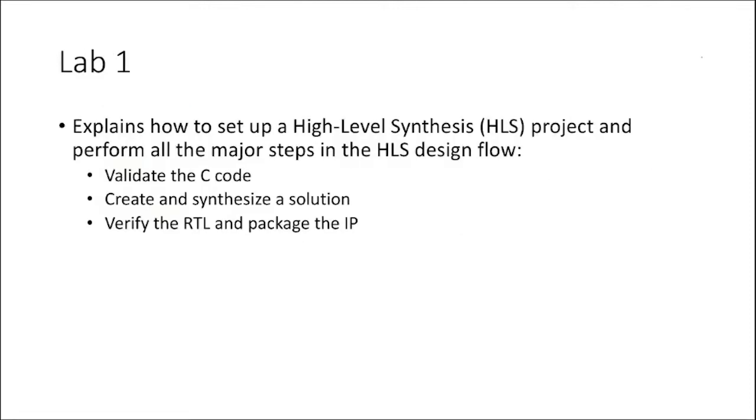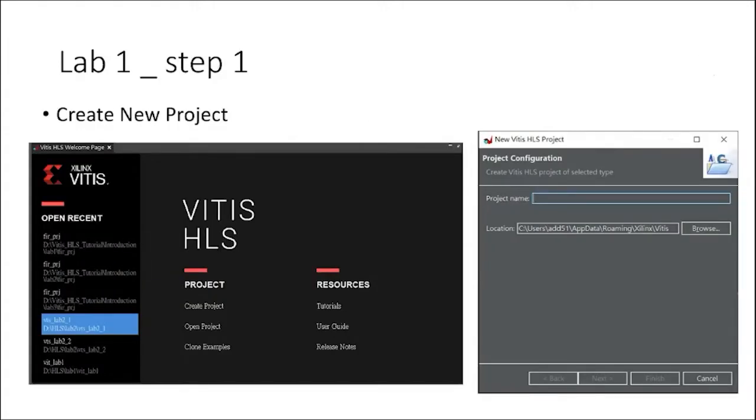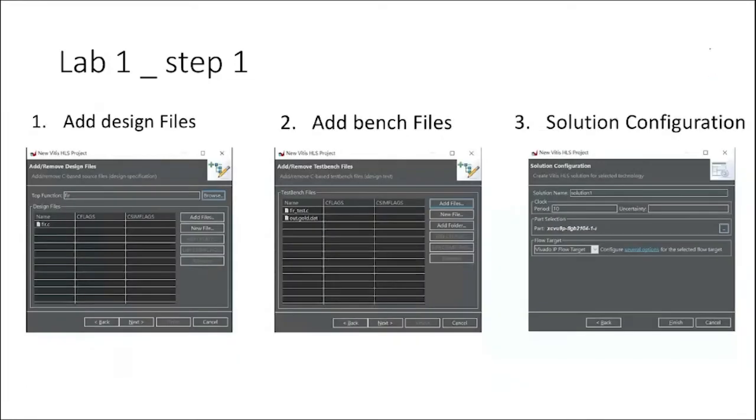So step one, we will explain how to set up the high-level synthesis project and perform all the major steps in the high-level synthesis design flow, including validating the C code, creating the synthesis solution, synthesizing the solution, verifying the RTL and packaging the IP. So step one is to create the new project. It's very simple. Then we will add some design files and the test bench file, and we also have to set the solution configuration.